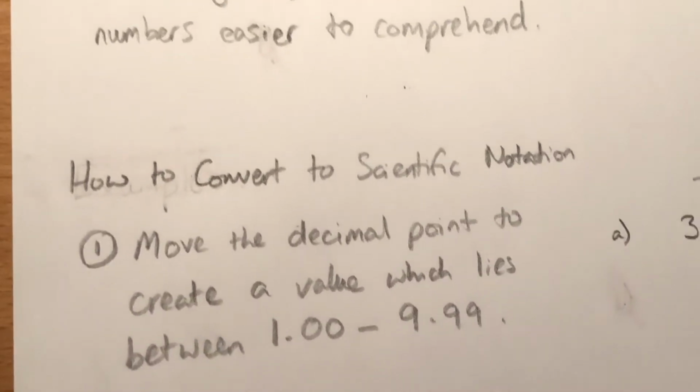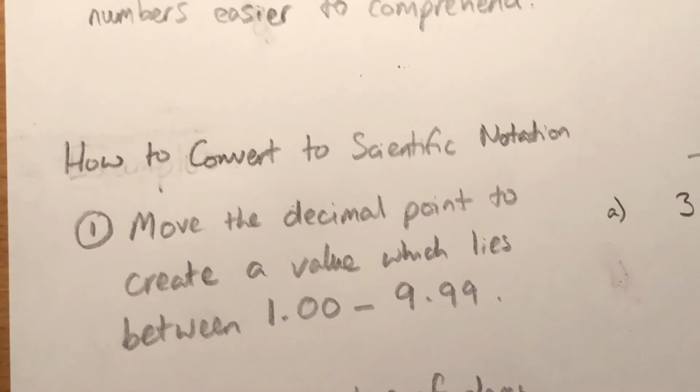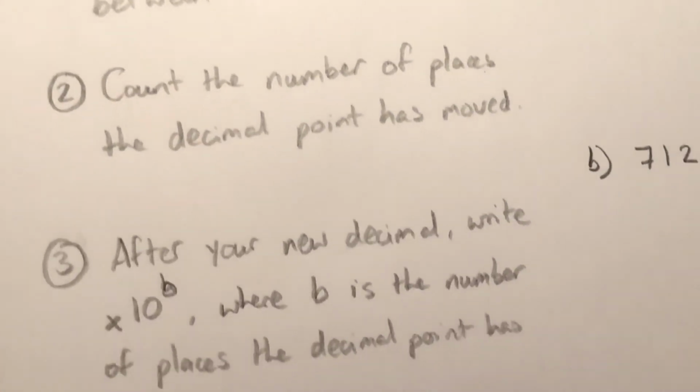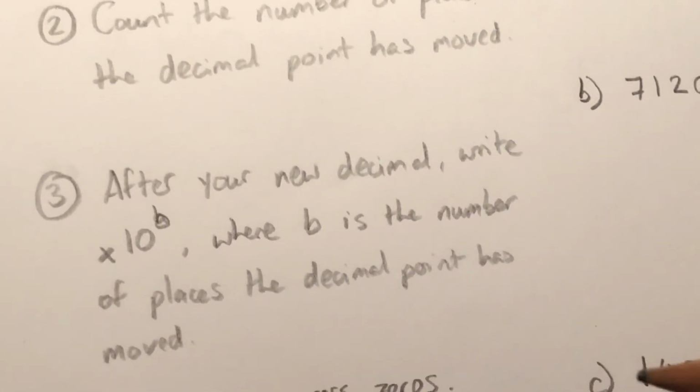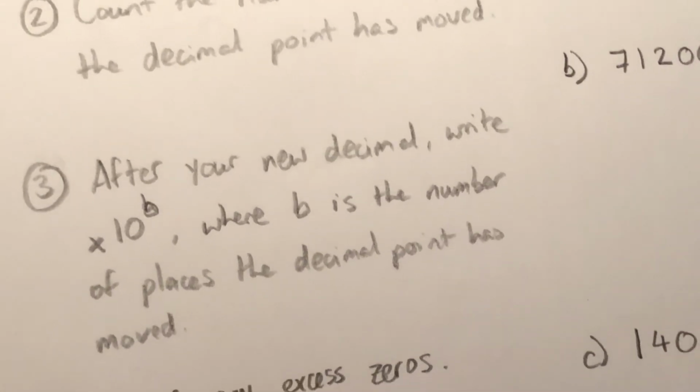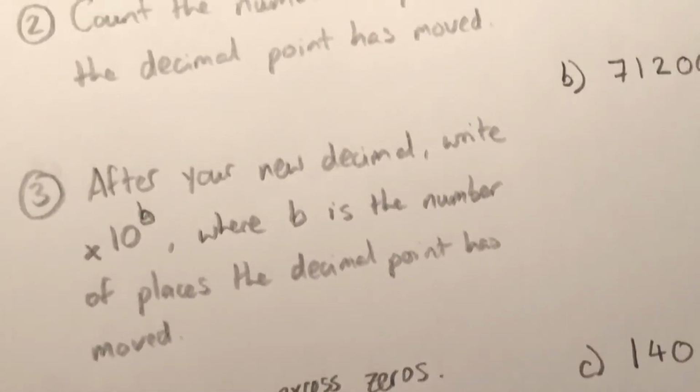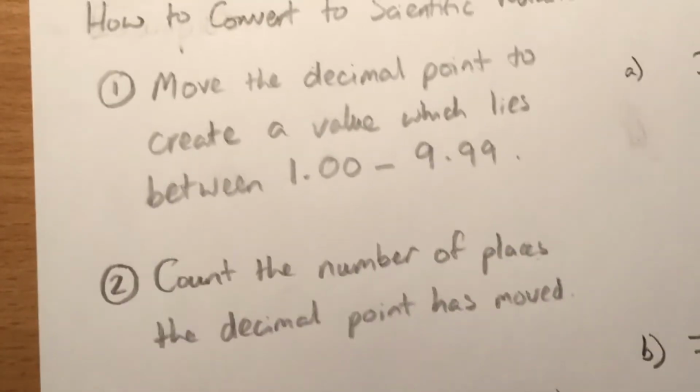The first step, we're going to move a decimal point to create a value which lies between 1 and 10. As soon as we get to 10, obviously, we have to go back to putting a 1.0 again. Then we're going to count the number of places the decimal point has been moved. Then write times 10 to the power of whatever the number of places the decimal point has moved. And then we'll remove any excess zeros. Okay, now this looks more complicated than it is.